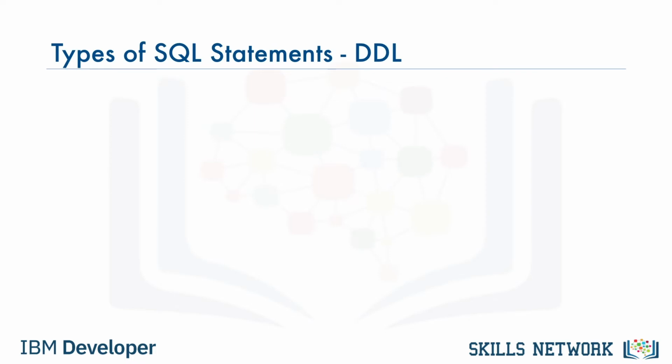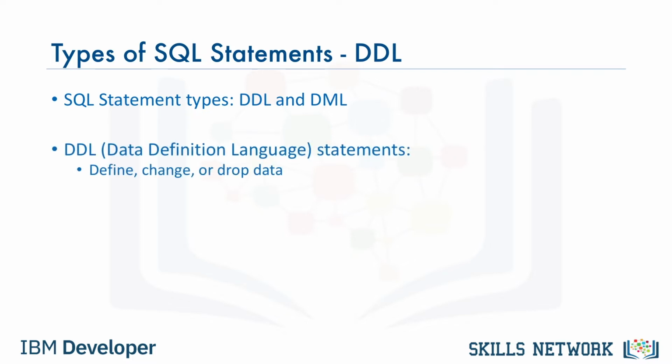SQL statements are used for interacting with entities, that is, tables, attributes, that is, columns, and their tuples, or rows, with data values, in relational databases. SQL statements fall into two different categories: data definition language statements and data manipulation language statements. Data definition language, or DDL statements, are used to define, change, or drop database objects such as tables.